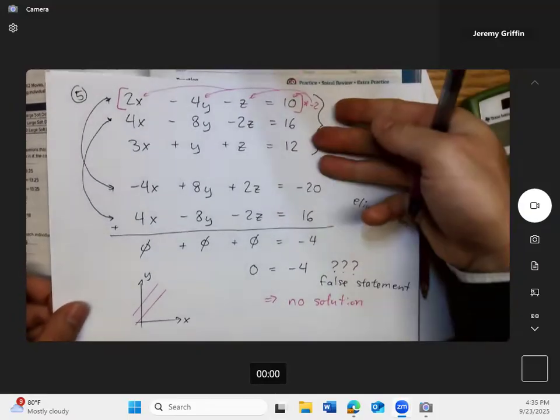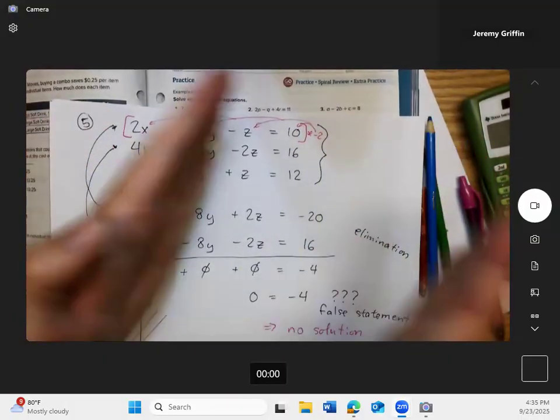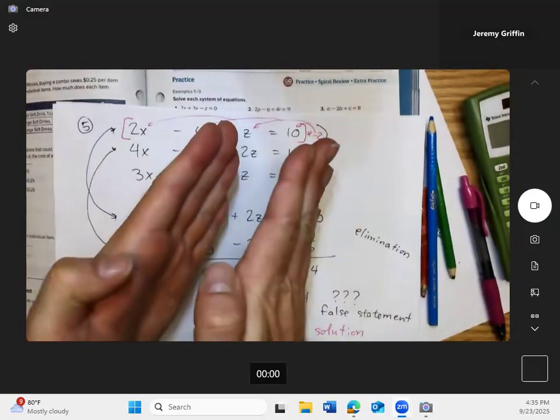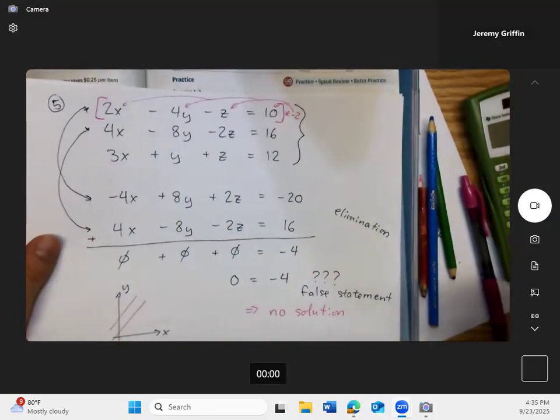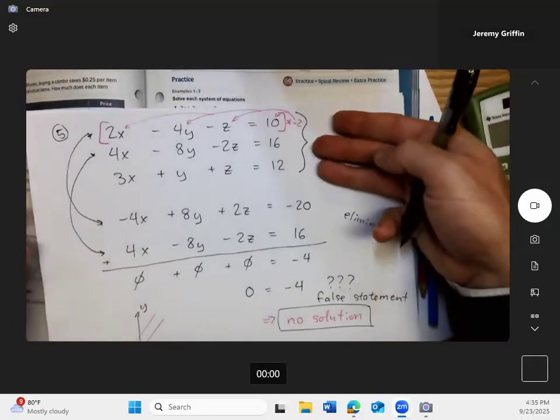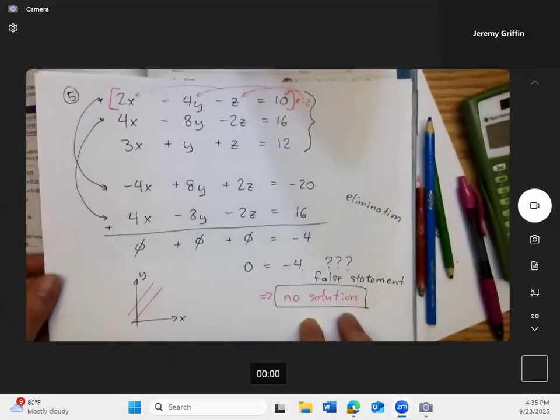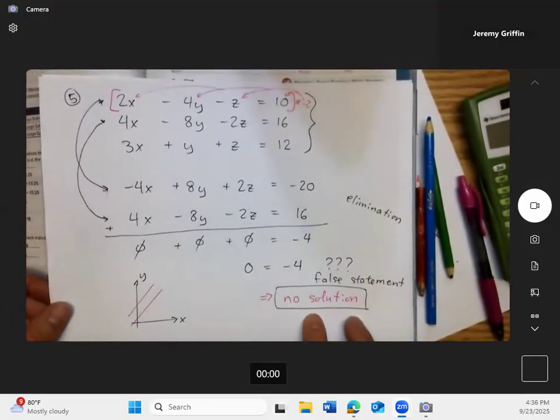In 3 dimensions with these 3 variables, what it means is that these top 2 expressions would be creating parallel planes, like in a 3D space. They'd be parallel planes, they would never cross. So there's no place where all 3 expressions or all 3 planes, if you think about geometrically, would ever cross at a single point. Yeah, so no solution. That's the answer to number 5.